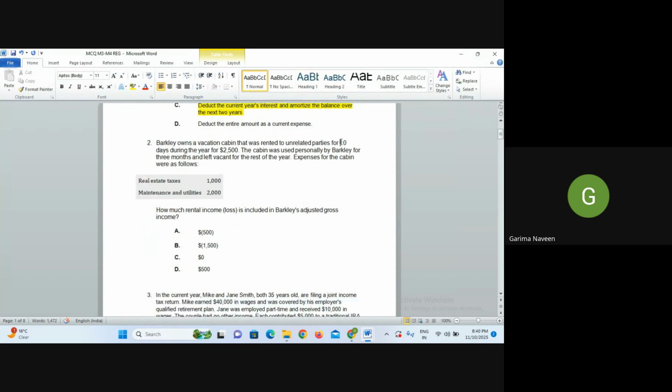Okay, if you are renting it for only 10 days, that is less than 14 days, then this income will not be considered in your Schedule E. That means it is not considered as your rental part. You can't deduct any expenses related to the rent.